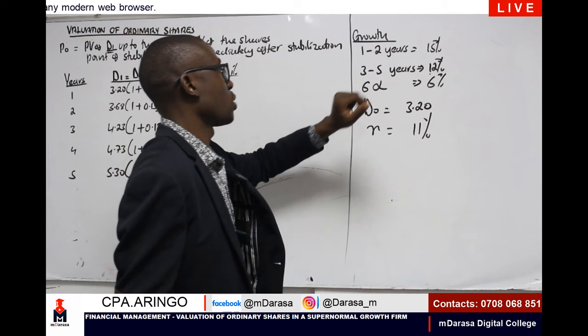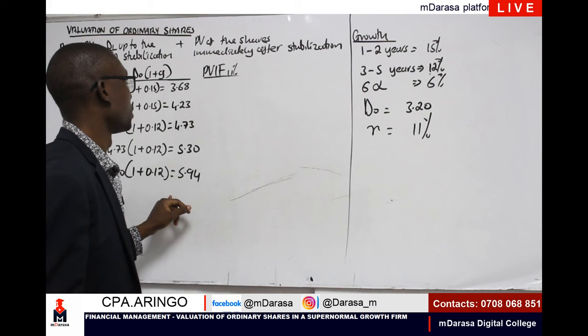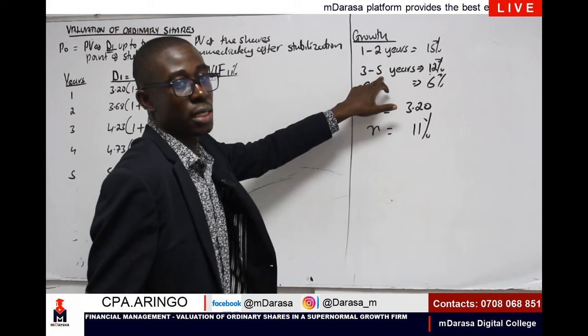So from year 6 onwards, we will be required to determine the present value of the shares. And that's why you can see we don't have year 6 here, because it stabilizes at the end of year 5, right? So what will be our present value interest factor?